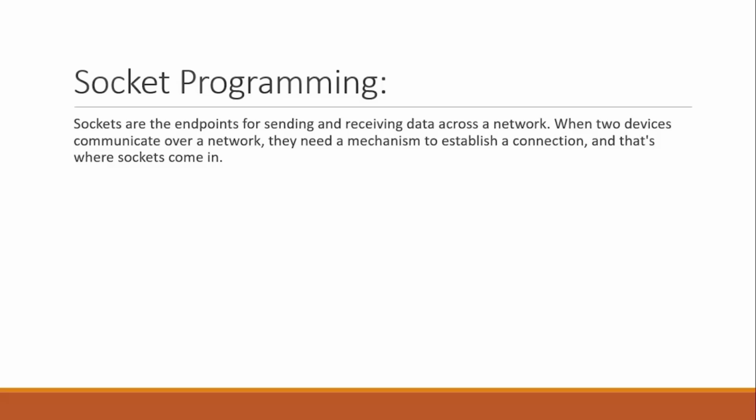Sockets are the endpoints for sending and receiving data across a network. When two devices communicate over a network, they need a mechanism to establish a connection, and that's where sockets come in. The process is reliable in TCP. TCP is Transmission Control Protocol, which is a connection oriented protocol. It ensures that data is transmitted in the correct order and without error, making it ideal for applications where accuracy is crucial, like a chat application. In TCP socket programming, we use stream sockets. So let's go to the code.